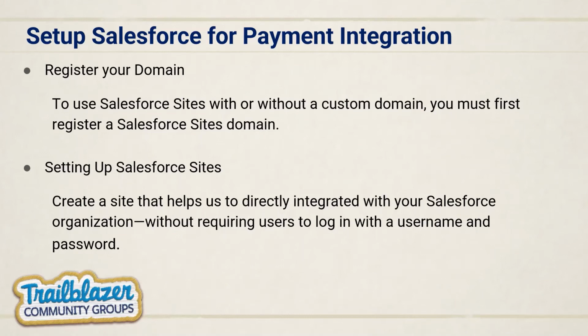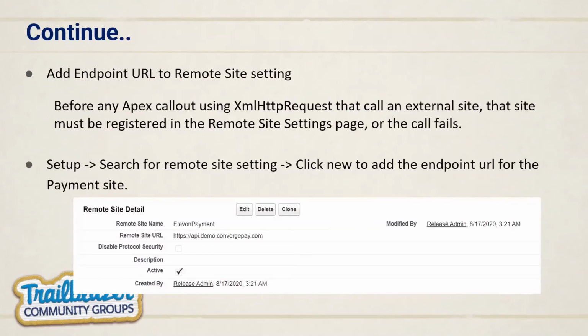Then the next one will be, we need to add an endpoint URL to the remote site setting. We will get those endpoint URL details from the Elavon support team once we request the demo account from them. As you all know, before any Apex callout to an external system using an HTTP request, that site needs to be registered in remote site setting, right? So to do this, we need to create the remote site setting.